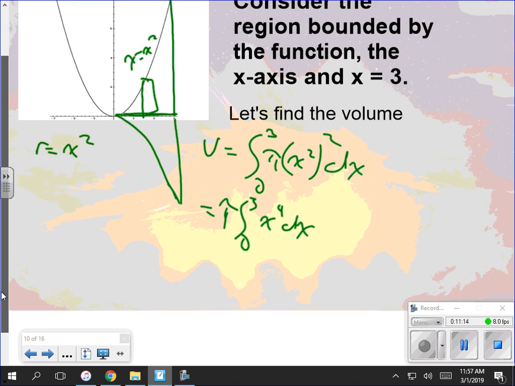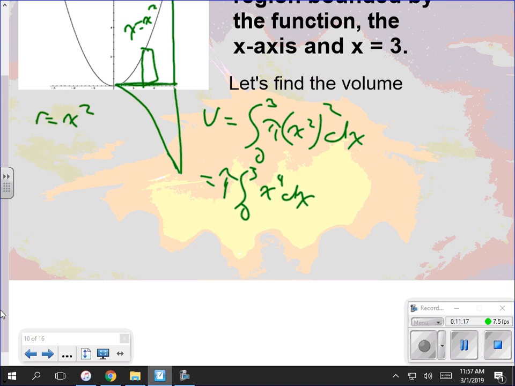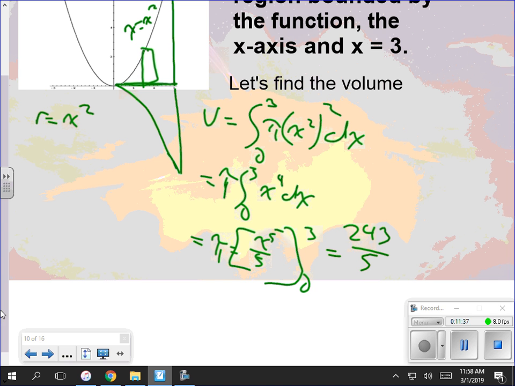Okay. But if this is a hand one, and at this point you can do it by hand or do it using your calculator. So you would get pi times the antiderivative of x to the 4th, which is x to the 5th over 5, evaluated from 0 to 3. And if you work that out, you get 243 over 5 pi, I believe. I wrote down the problems to make sure I got this one right. Actually printed up a couple of notes. Yeah, 243 over 5 times pi.